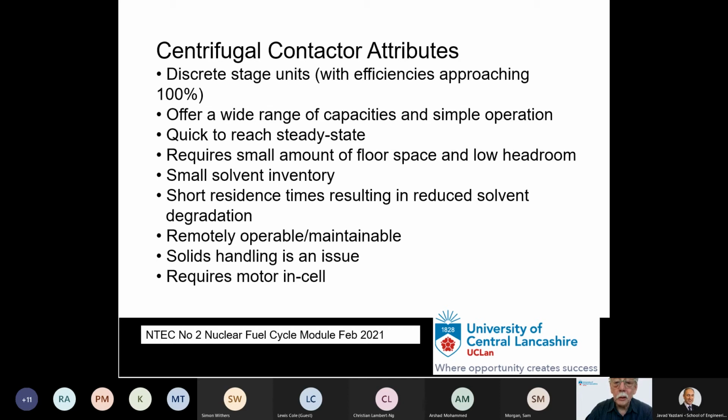But speed, without a doubt, may require the motor to be in the cell, and therefore you would need to have some means of being able to disengage the motor away from the shaft because more than likely the motor has failed.